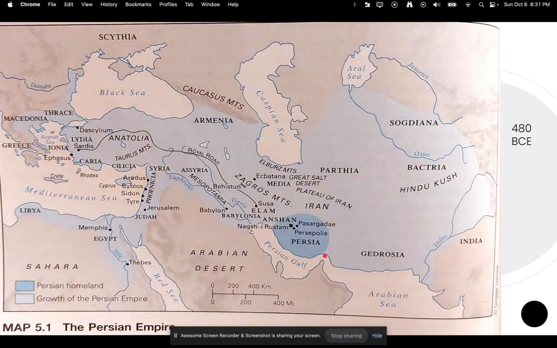And then you can see that the Persian Empire was very extensive. It went all the way to modern day Greece, and all the way over here into modern day India. You can also see that it had parts of Egypt and went all the way up here towards the Black and Caspian Sea.